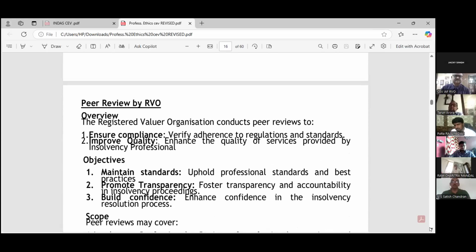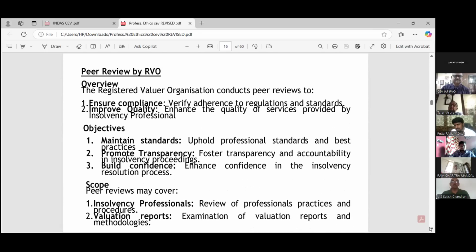Then we have a peer review by the RVO. Suppose you have done the valuation report. In every RVO, there is also a peer review committee. What is the review, the overview? The registered valuer organization conducts peer review to ensure compliance. They generally ensure compliance: what type of report you have made.